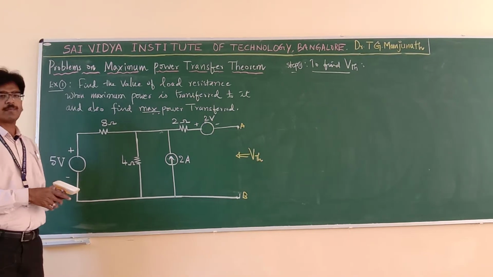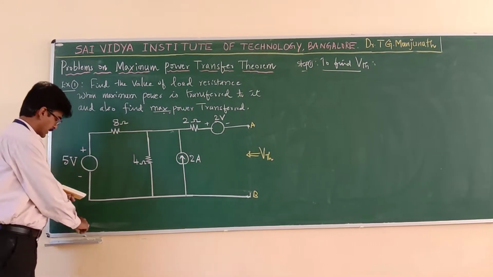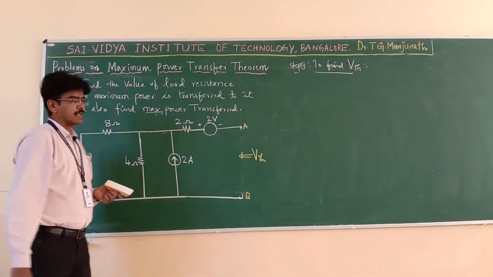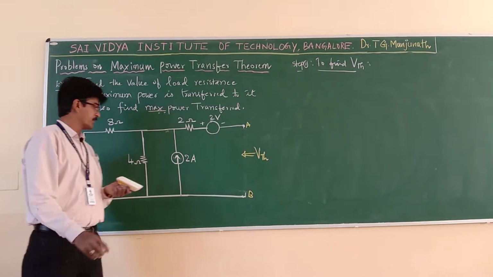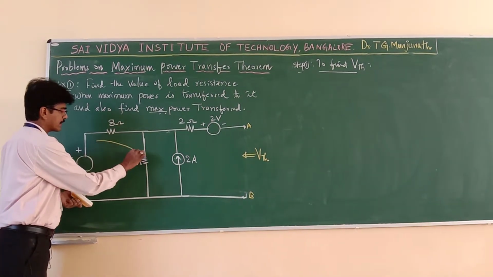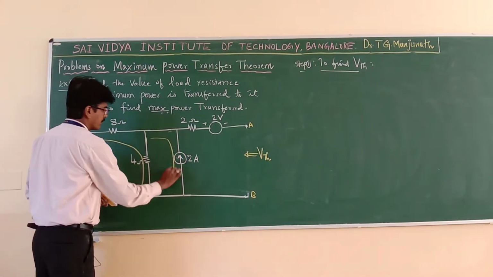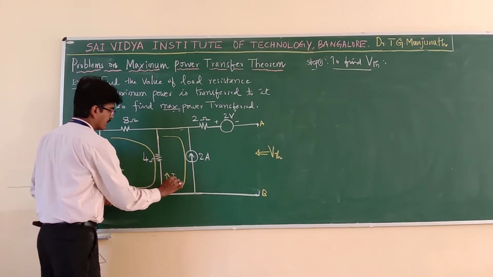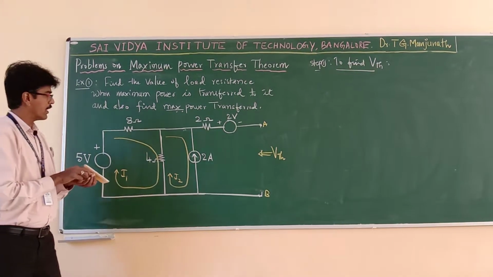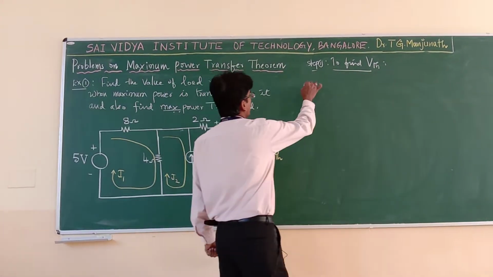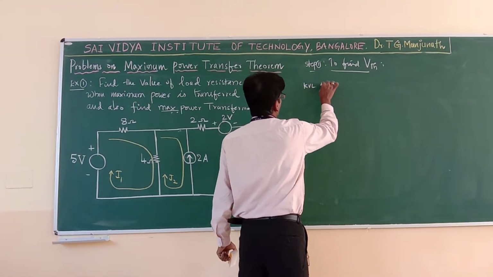How to find the voltage or current in any network? Either you have to go for KVL or KCL. Now, let us solve by mesh analysis. Let us take this loop current as I1, and this loop current as I2. So let us apply KVL now. Applying KVL to loop 1.